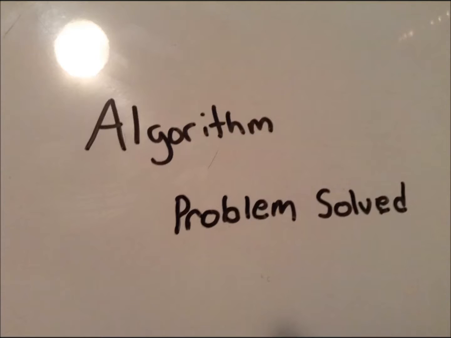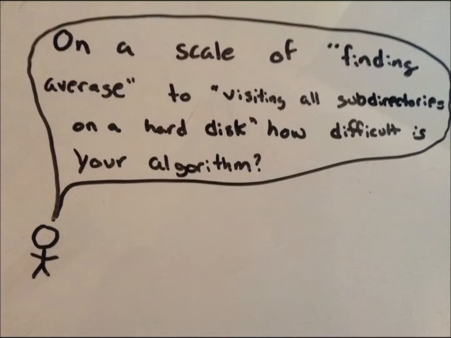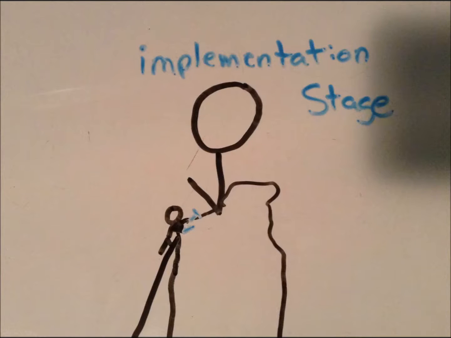An algorithm is a solution to a problem. Algorithms range from the easier, finding the average of two numbers, to the more difficult, visiting all the subdirectories on a hard disk, searching for a file. A major task of the implementation stage is the conversion of rough ideas into refined algorithms that can be coded in the implementation language of choice.